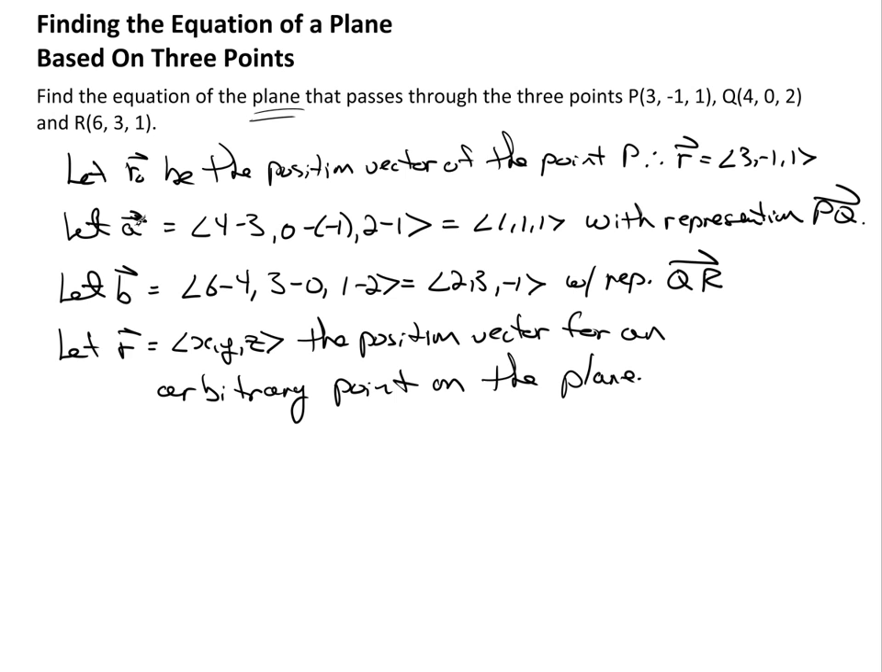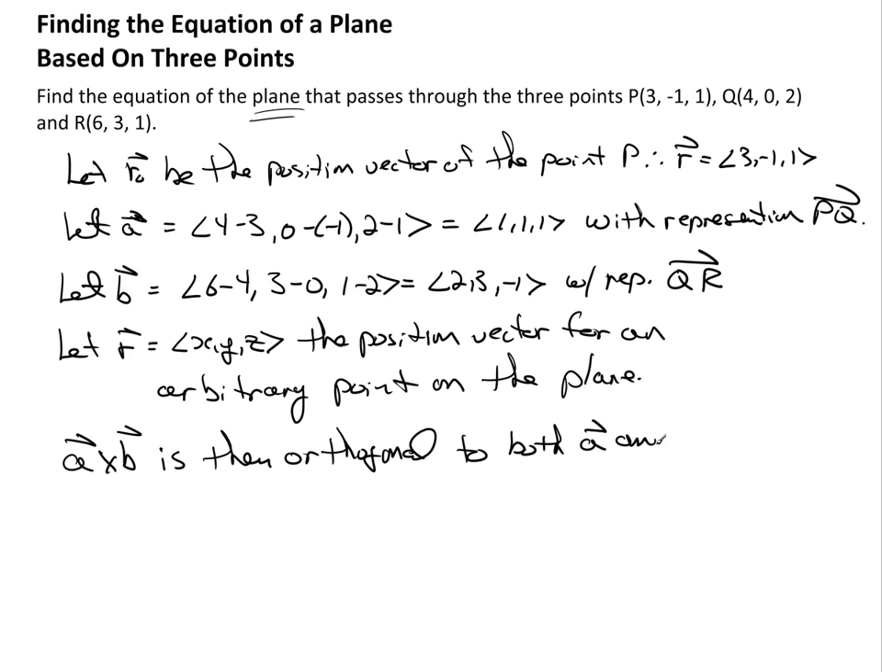Okay, so I have these 2 vectors, A and B, that are on the plane. So with that, I know that A cross B is going to be a vector that's orthogonal to both A and B. That means A cross B is going to be normal to the plane. So let's go ahead and find that.